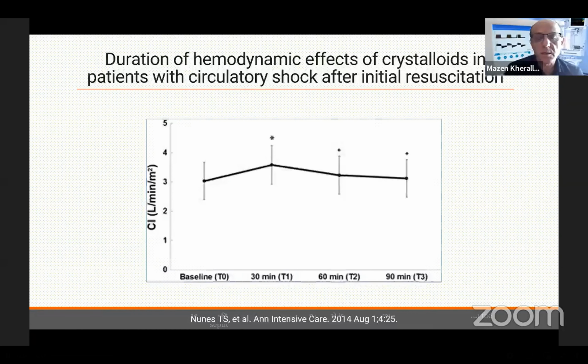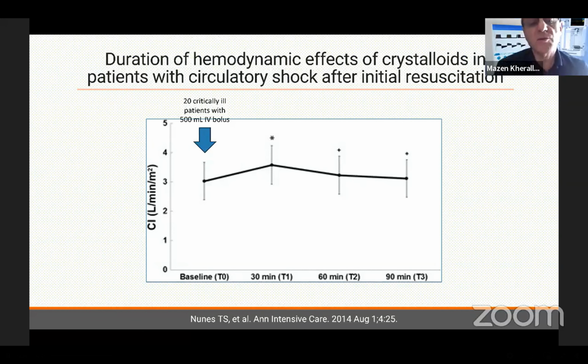And in this study also, for those patients who were fluid responsive, in this investigation they had 20 critically ill patients. They gave them 500 ml of IV fluid and tested the response in terms of cardiac index. You can see here that after half an hour, 30 minutes, yes, they responded to the fluid. However, within 60, 90 minutes, the cardiac index started to go back to the baseline level.